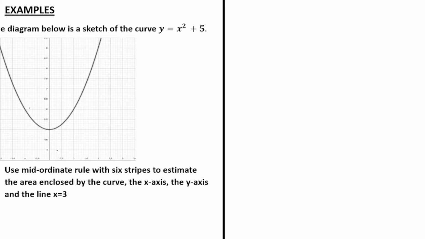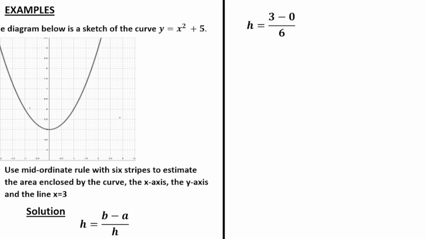So we need to get the area bounded by the y-axis, that is x is equal to 0. So the lower limit here is 0, and the upper limit is x is equal to 3. So we shall be calculating the area bounded by the curve and those lines given. Solution: we need first of all to get the value of h. h we said is always given by the upper limit minus the lower limit divided by n, the number of strips.